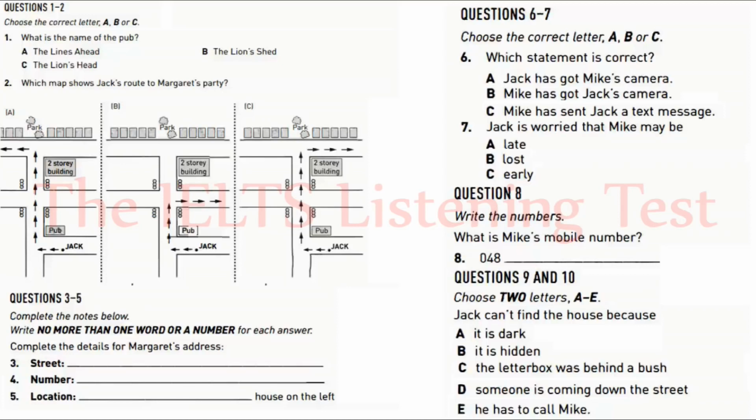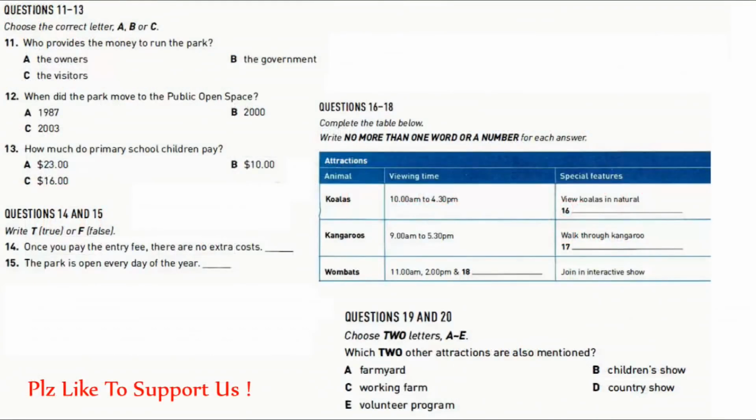Section 2. You will hear a recorded message giving information about an animal park. First, you will have some time to look at questions 11 to 15. Now listen carefully to the first part of the message and answer questions 11 to 15.